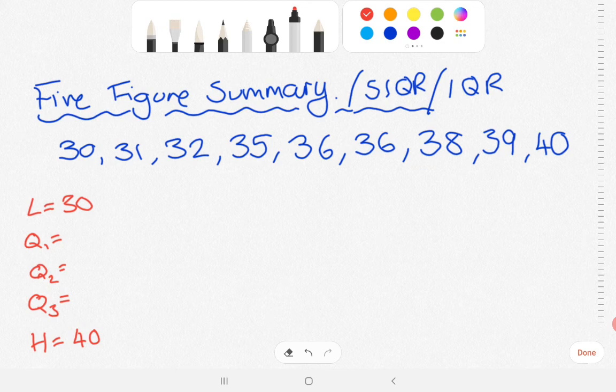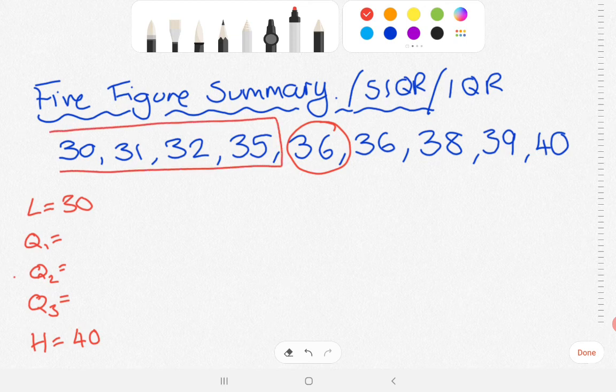And then the easiest one to work out next is always Q2. Find that middle number, that's kind of your lunch point. So here Q2 is 36. We've got 4 numbers below that, we've got 4 numbers above that. So our middle number, our median, is 36.